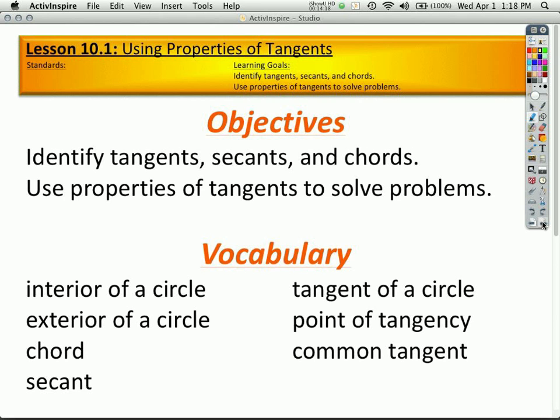Got a lot of new vocabulary. You were introduced to two words yesterday, tangent and chord. We've got interior of a circle, exterior. We've got chord, secant, tangent, point of tangency, and common tangent. A lot going on today.